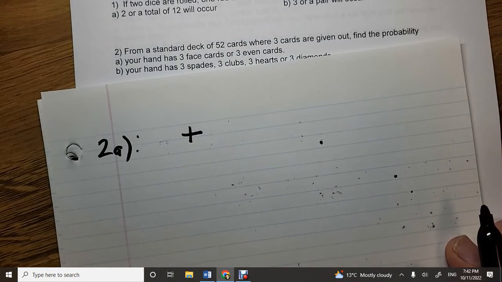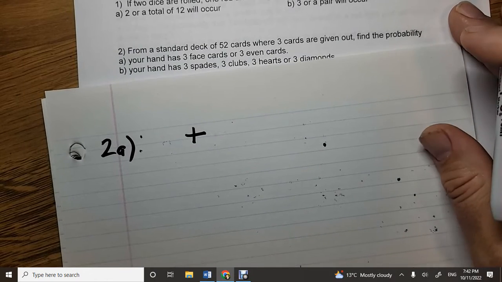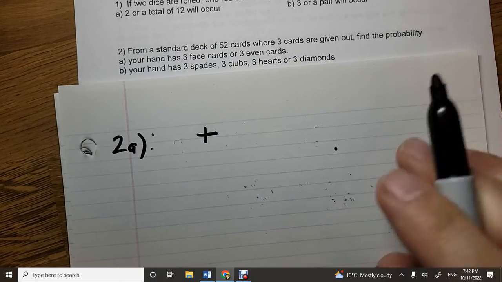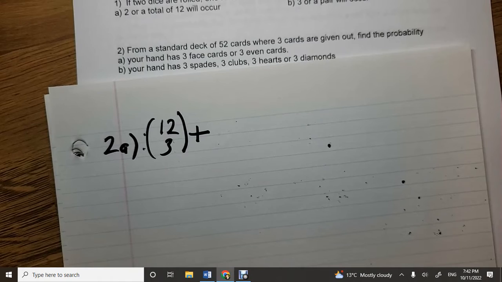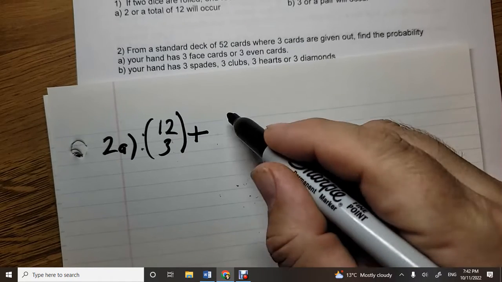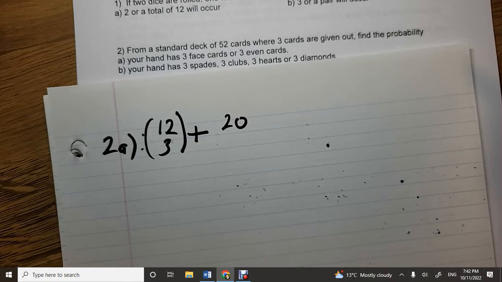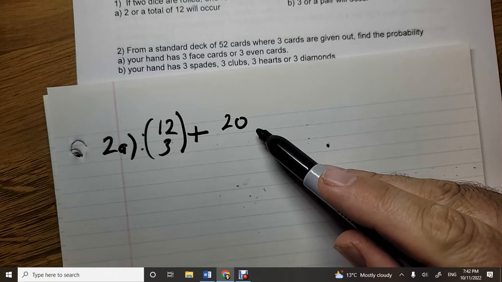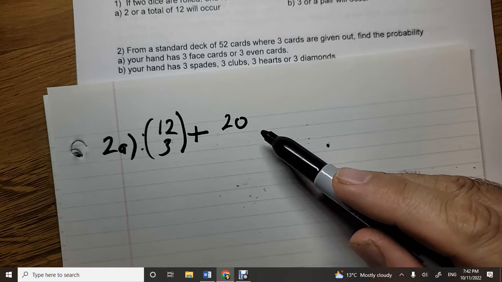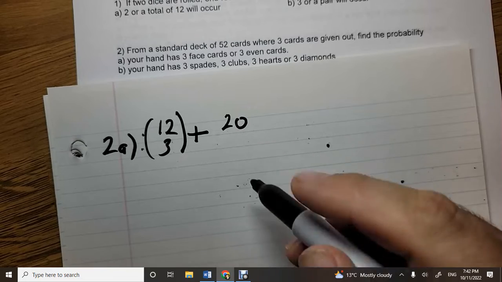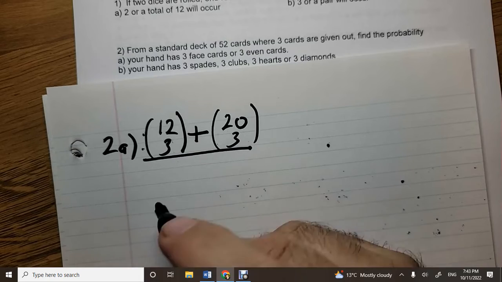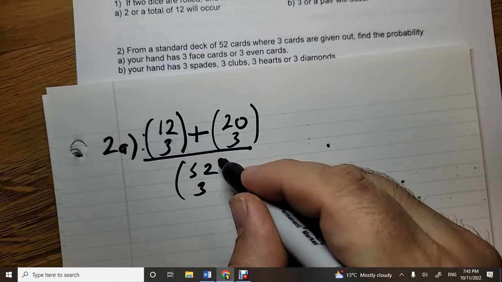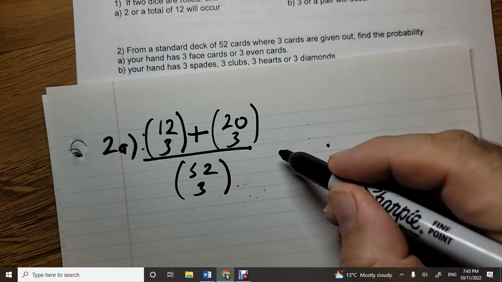Okay, 3 face cards. So let's take a look. How many face cards are there? I'm thinking there's 3 cards in total. There are 12 face cards, and you want 3, so you choose 3. And even, there's 20 even cards, like 2, 4, 6, 8, 10. 5 times 4, there's 20 even cards. You want to choose 3. And all this is over the same denominator, 52 choose 3.